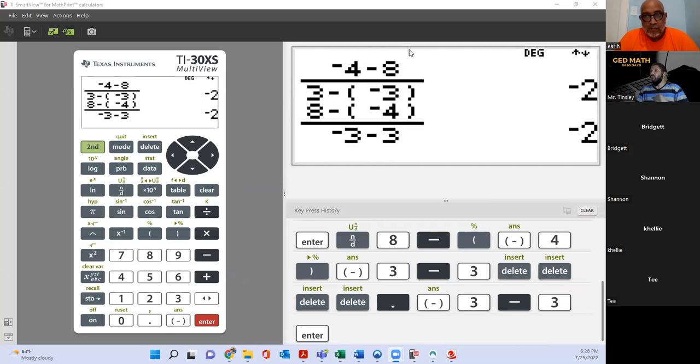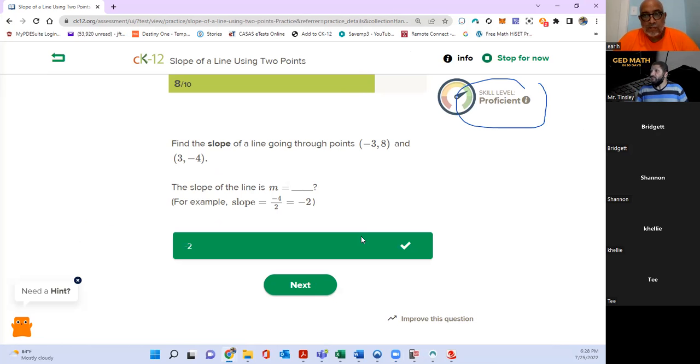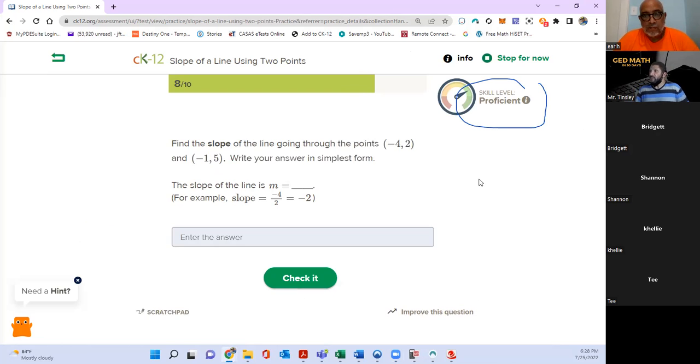Okay, now, so let's move on to the next thing. Now, if you're using Schoology and using CK12, you have about 10 problems that you can do. And what you notice is, as you get each one right, look at this. It says proficient. But as you get it right, this level will change. So 5 minus 2 is 3. -1 minus 4 is 3.